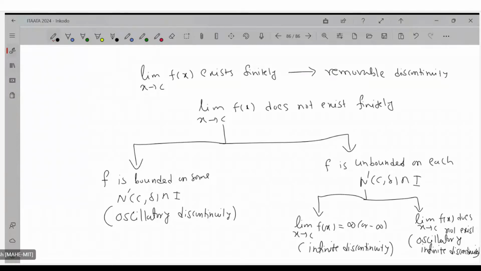Okay, let's see examples. Is the full picture clear? If the limit exists finitely, then removable. If it does not exist finitely, then you have all these possibilities. Either it is oscillatory discontinuity, that means finite oscillatory discontinuity, better to say, or you have infinite discontinuity or infinite oscillatory discontinuity. Okay, so let's see examples.